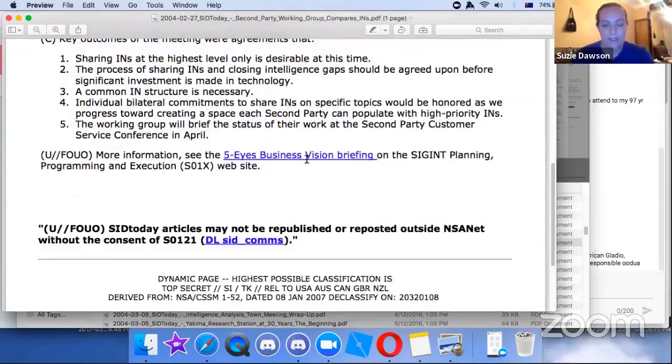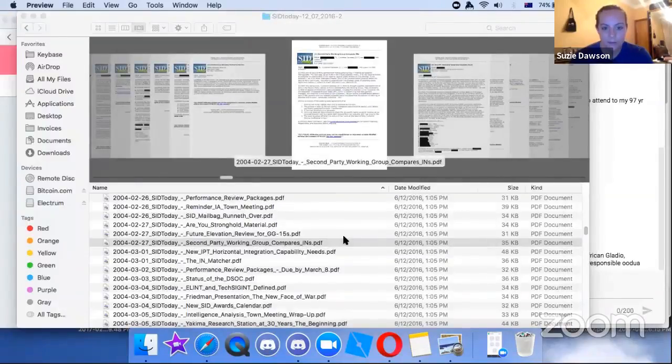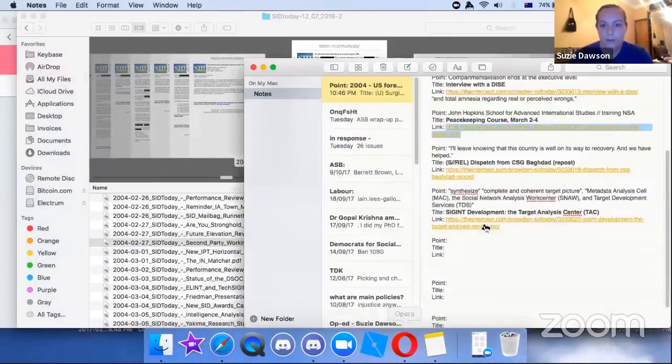I would love to see the Five Eyes business vision briefing, but I'm pretty sure it does not exist in the SID Today files. It would be a separate document. But that would definitely be on my wish list for the Intercept release. Okay, I'll just make a little note about that.